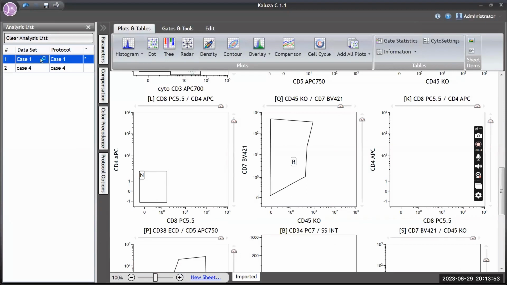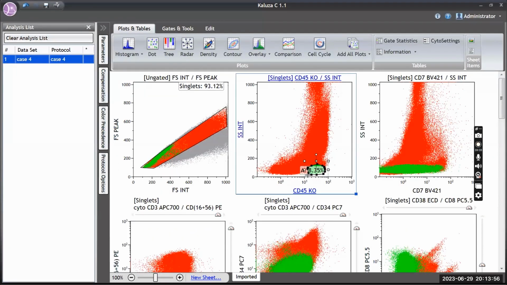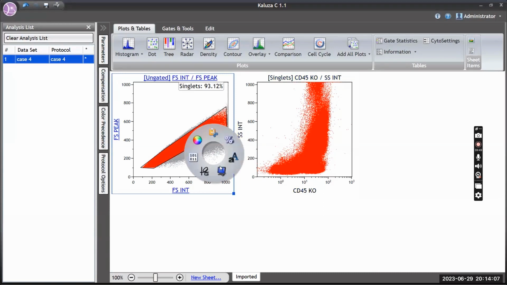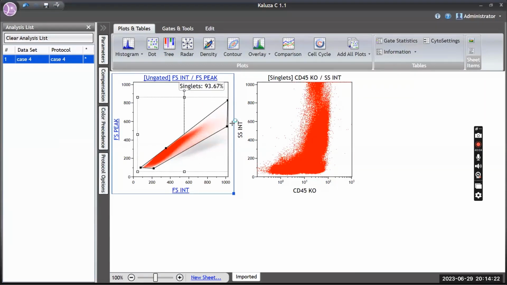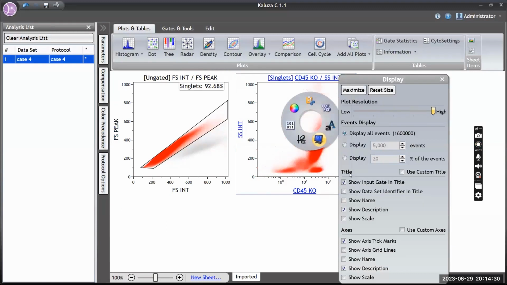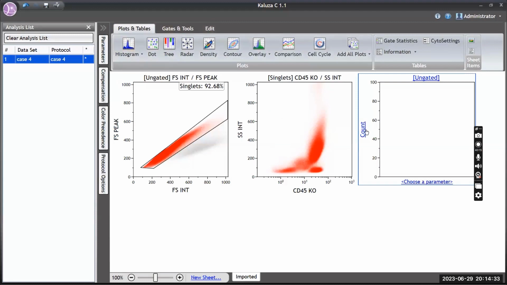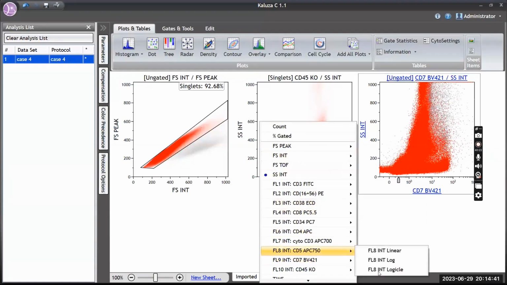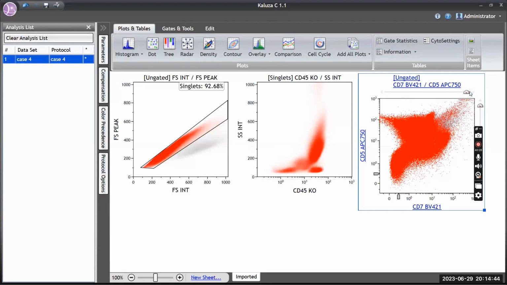I'll close this case so that Kaluza doesn't hang up. Okay. This is CD45. And then let's start with our regular gating. Side scatter versus CD7, which is my first plot, since CD7 is my gating marker. There's a compensation issue. I'm just correcting it.